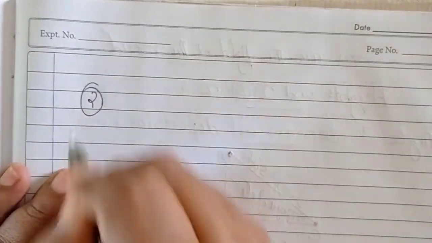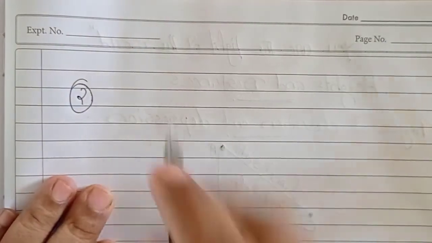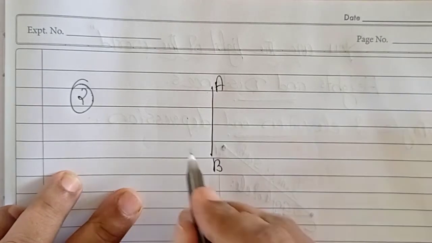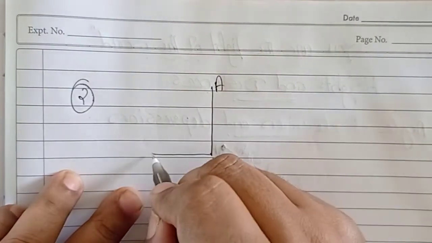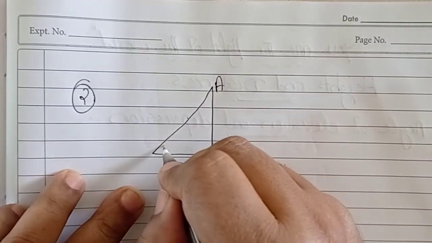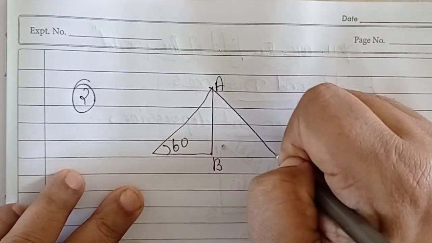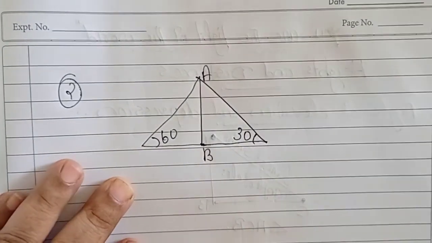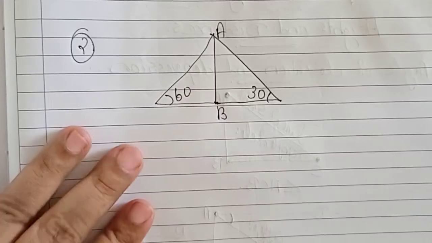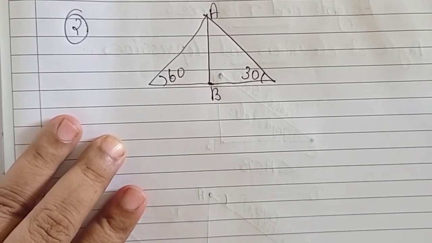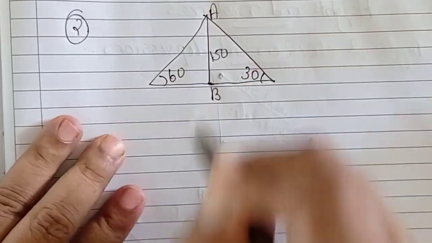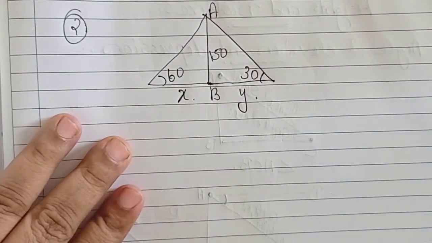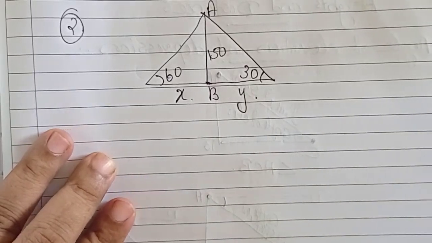Then apply the second condition. Case 2: the cliff is here, already here. AB is the cliff. But the boats are on the opposite side. You can mark here 60 and the other boat makes an angle 30. All of you understand this? Then what happened? Same 150. You can mark this x and this y.